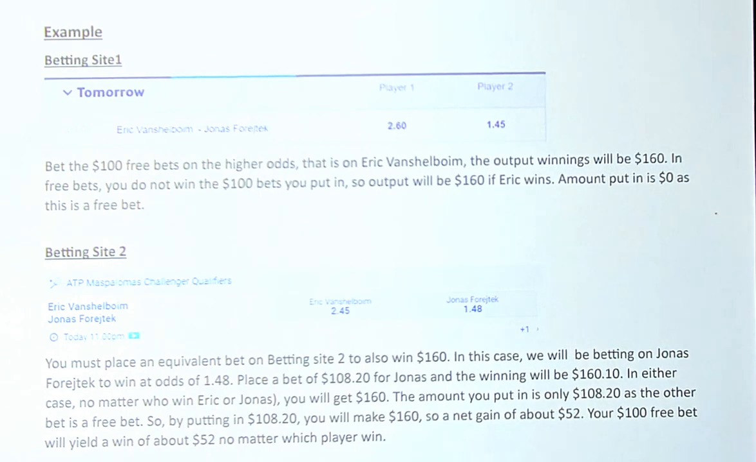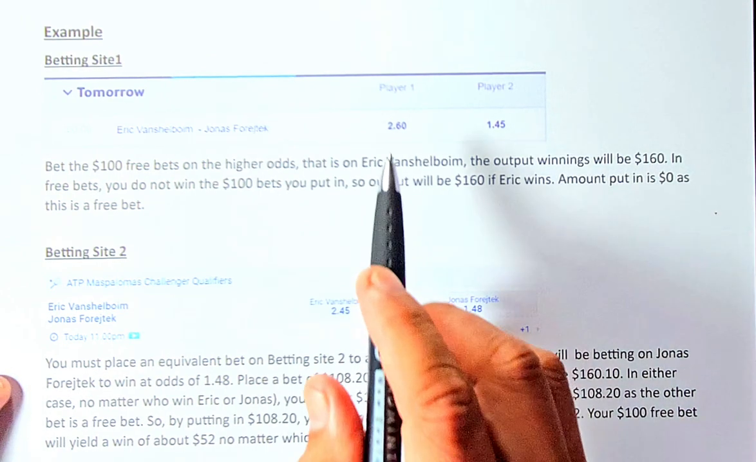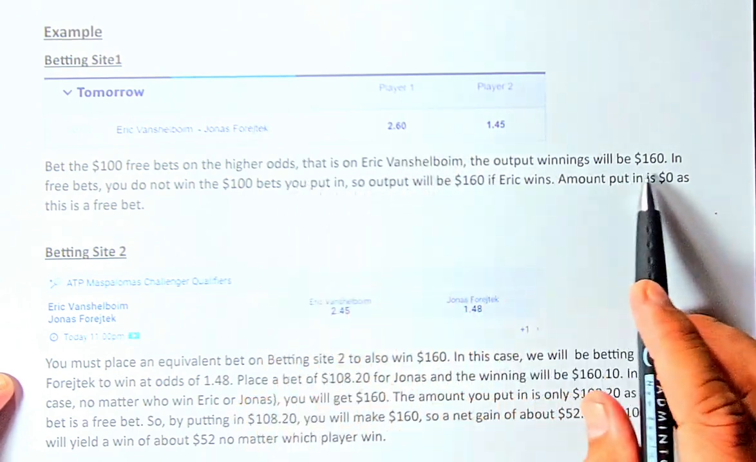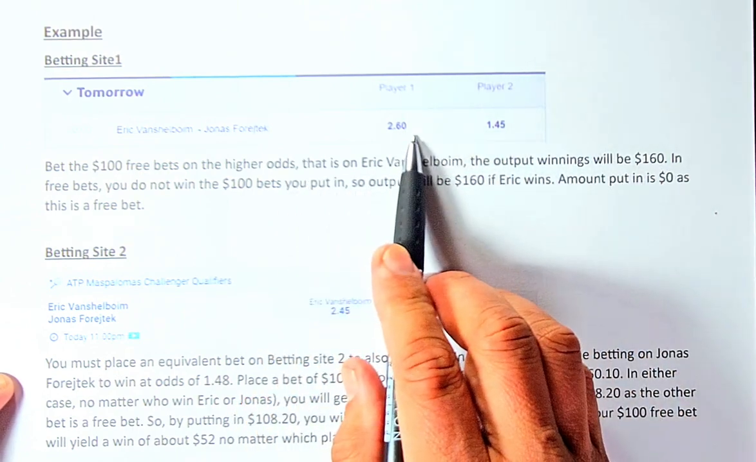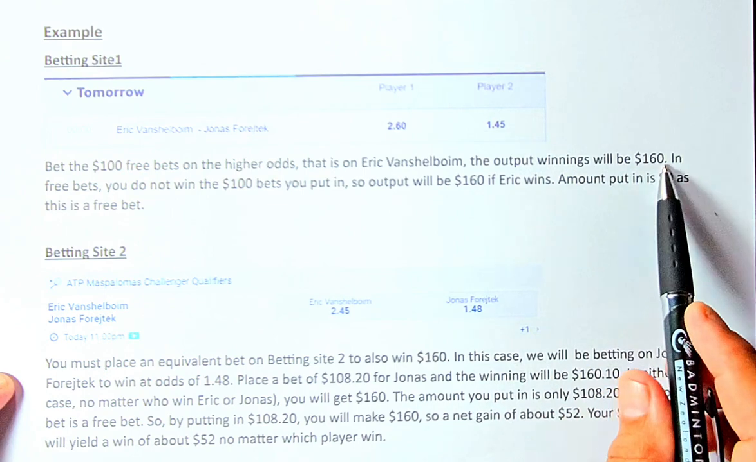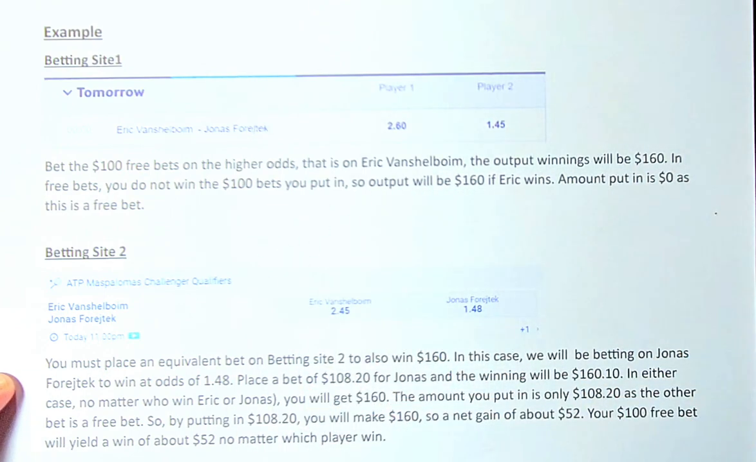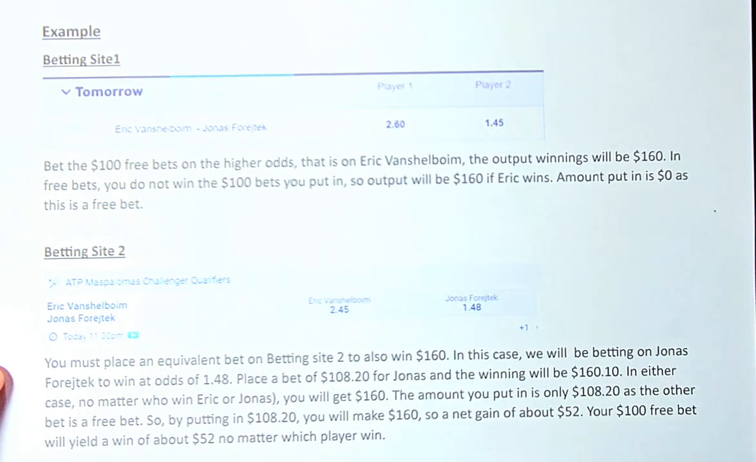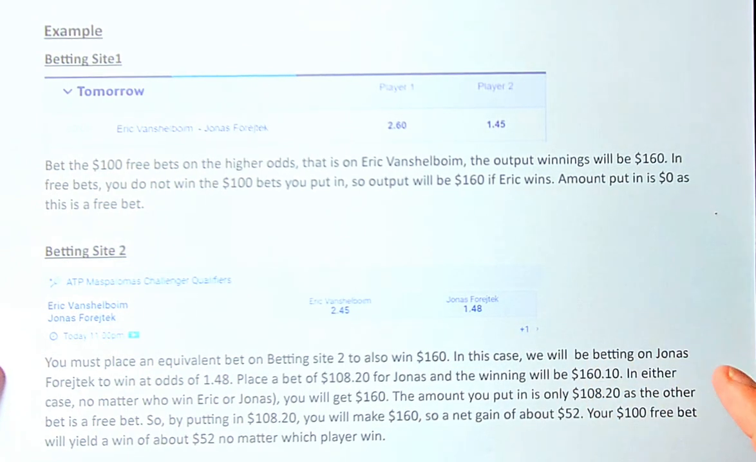So you are going to bet the $100 free bet on the higher odd. So 2.60 is the higher odd. You're going to put all the $100 on 2.60 on Eric. If Eric wins the game, you are going to win $160, because the free bet doesn't count. The initial amount of $100 doesn't count. So the output of the winning will be $160 if Eric wins. The amount you put in is $0, as this is a free bet.